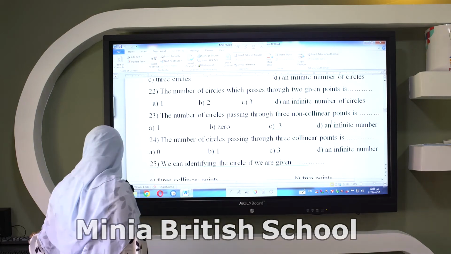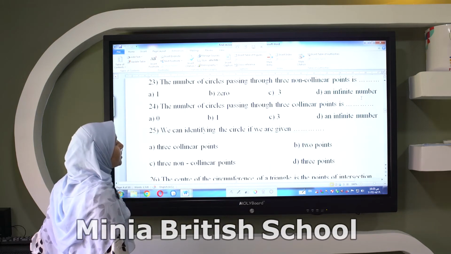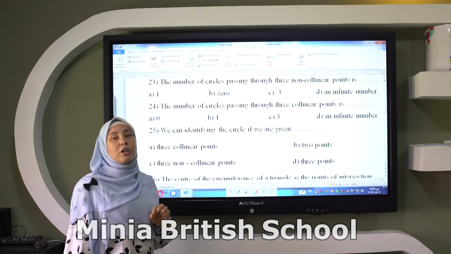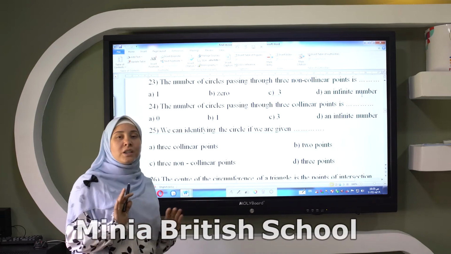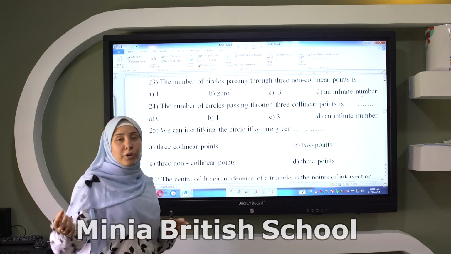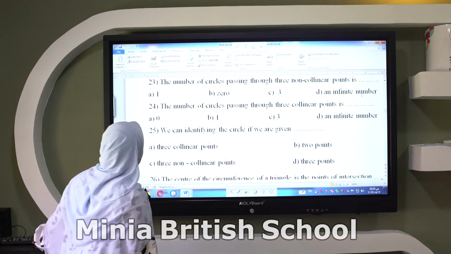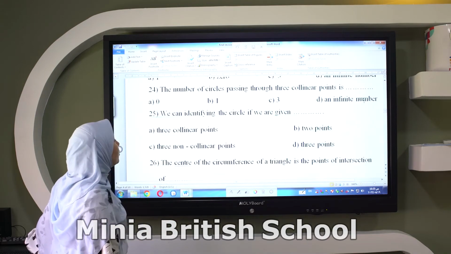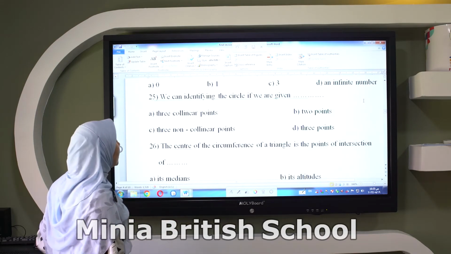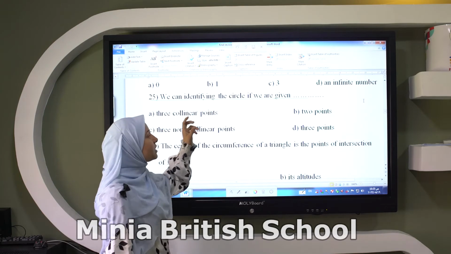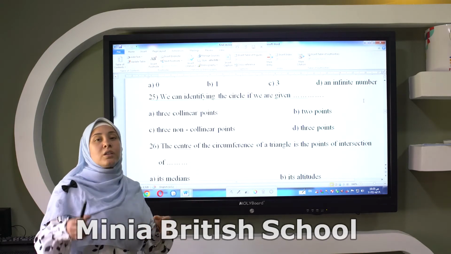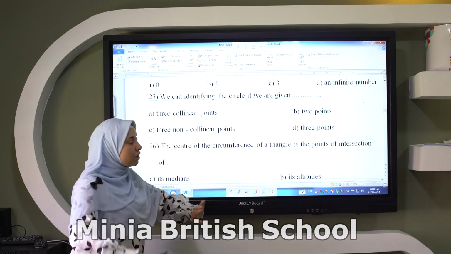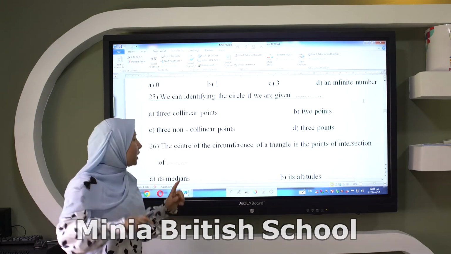But in 24, the number of circles passing through 3 collinear points is 0. Is what? 0. Collinear points give 0, but non-collinear points give 1 circle. In 25, we can draw and identify the circle. We can identify the circle if we are given what? 3 non-collinear points. Not 3 points only, no.